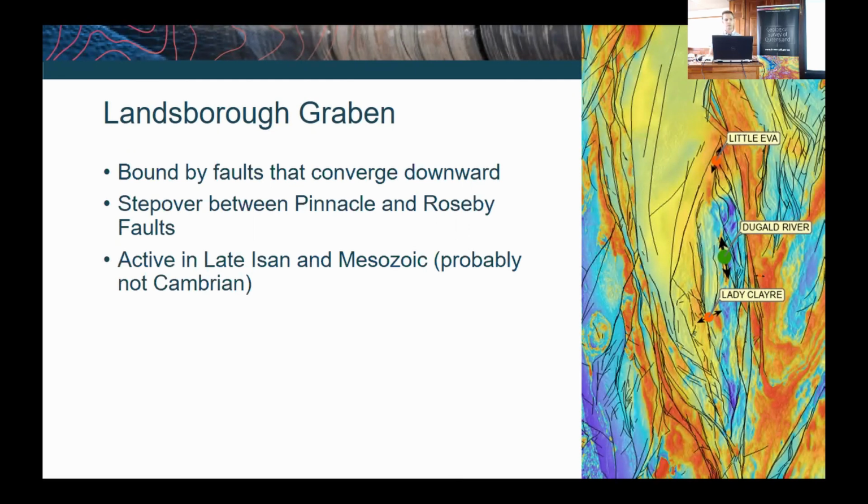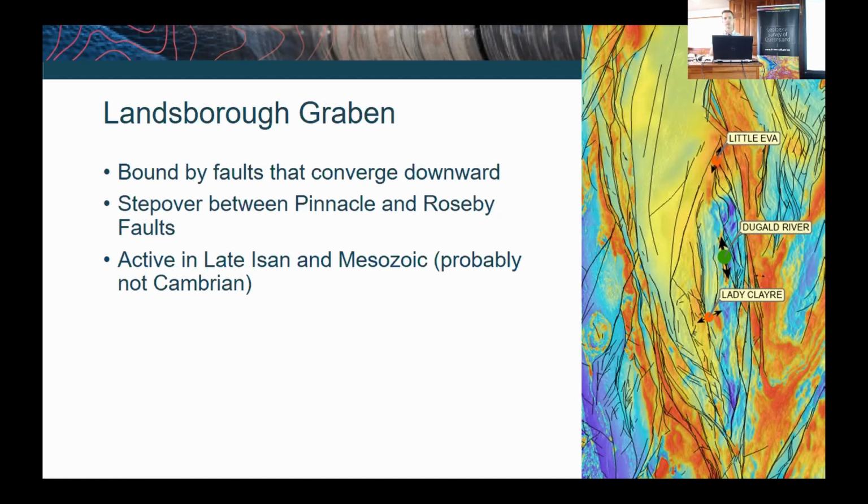So we know these faults were active in the Isan, not just the late Isan, sorry. We've got the Roseby schist belt running up through both arms, parallel to these faults. We also see some post-Mesozoic activation in these. There's a couple of 100 meters of offset in the Jurassic rocks there, and we probably don't see that in the Cambrian.